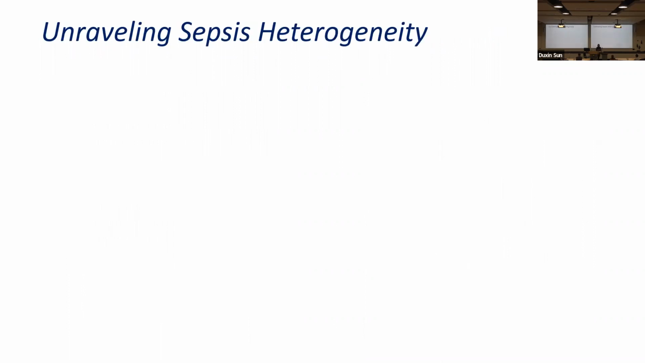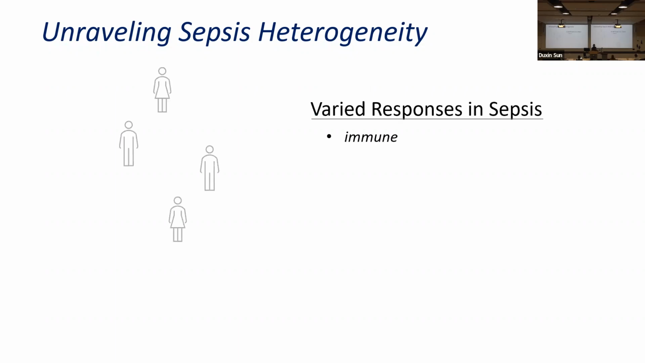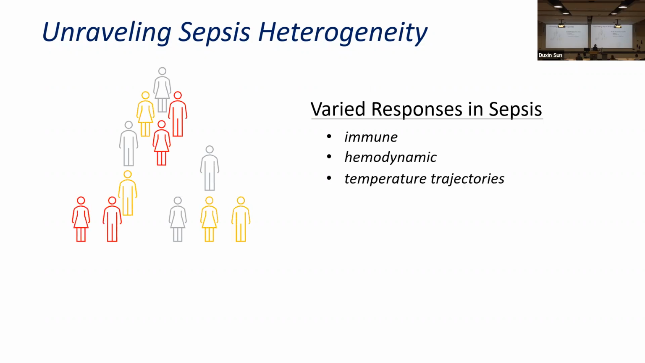So more recently, we've recognized the importance of the heterogeneity of the disease. And there's a lot of different components of sepsis that seem to result in varied responses. So for example, the immune response can be highly varied. The hemodynamic response can be highly varied. Temperature trajectories can be highly varied, and end organ function can be highly varied.